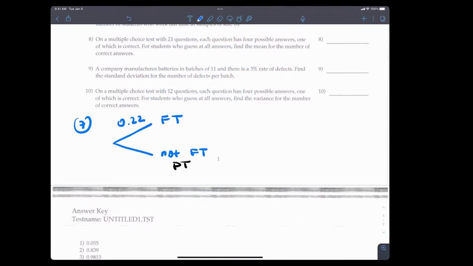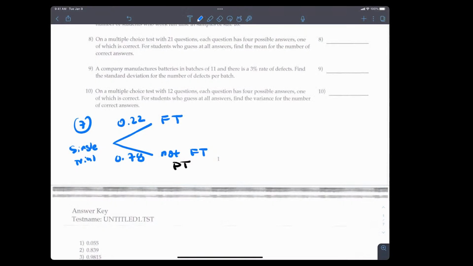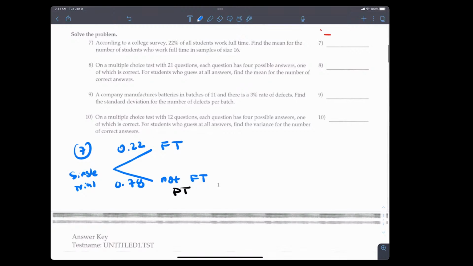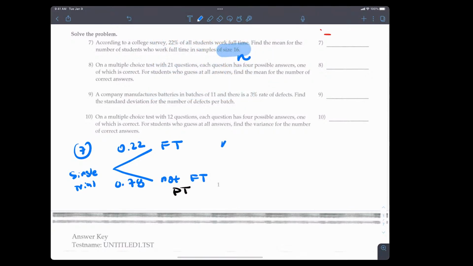And so what's the complement of 22%? Now, if you don't know, you can say 1 minus 0.22. That's the complement, right? Which is 0.78. This is a single trial here. All right. So I get that information just by reading that first statement. And then they say, find the mean for the number of students who work full-time if the sample size is 16 now. So this is N, 16. Okay, so N is 16.